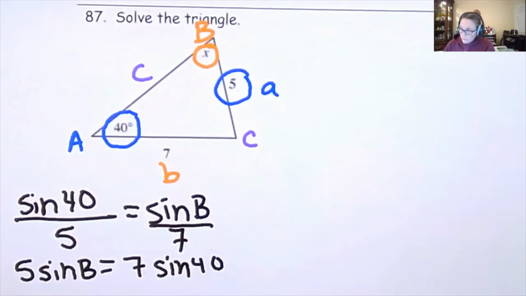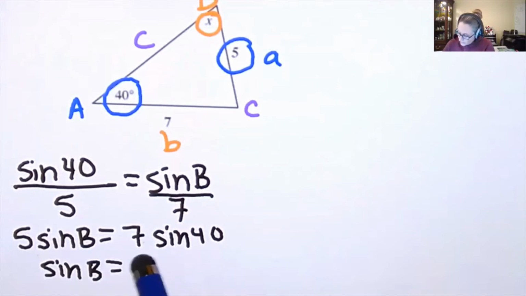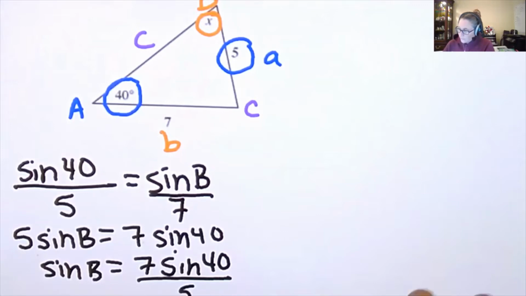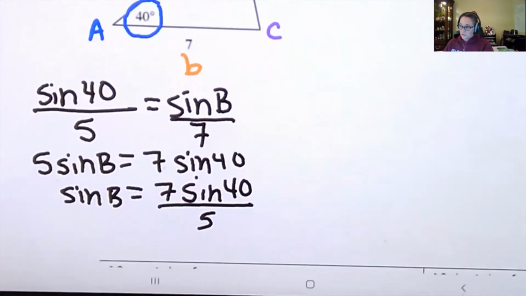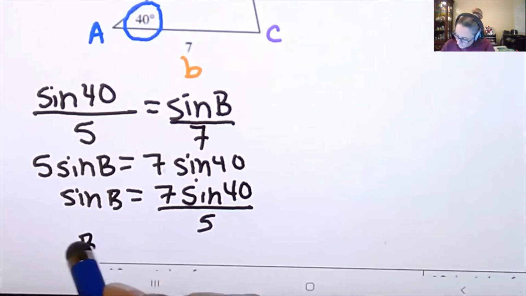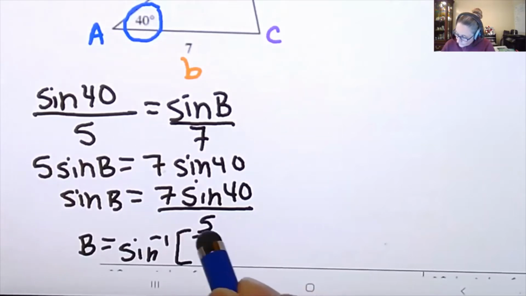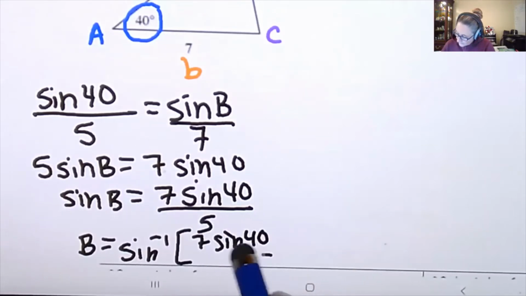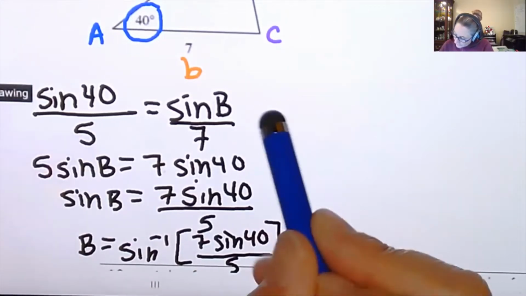I'm going to divide both sides by 5, and I'm going to get sine B is equal to 7 sine 40 divided by 5. Now, I am trying to find B, the angle, not the sine value. So I am going to be doing sine inverse. So I'm going to get B is equal to sine inverse of this quantity, 7 sine 40 over 5. And I'm going to put that into my calculator, and I'm going to find my angle B.